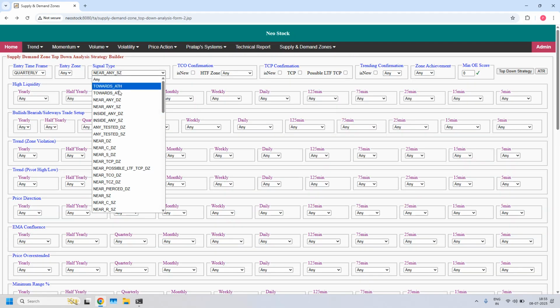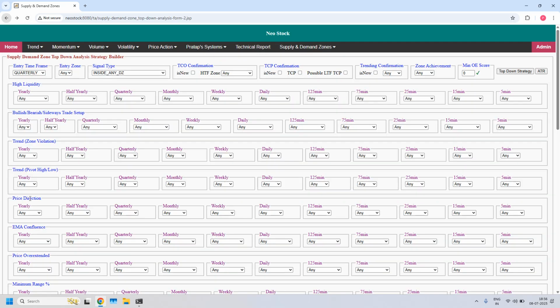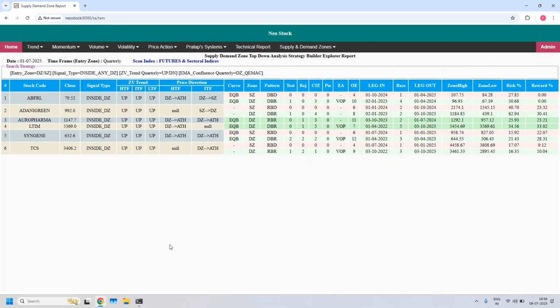Next, price closed inside the quarterly demand zone. 10 stocks we got. We can further filter with EMA Confluence. At quarterly demand zone with quarterly EMA at the same time, trend on the quarterly should not be sideways. It can be up or down. We got 6 stocks.